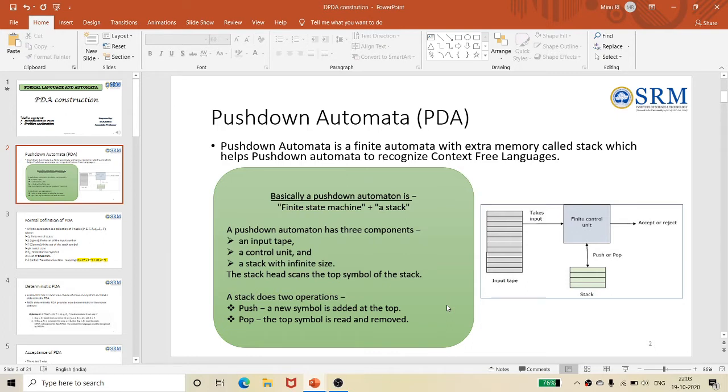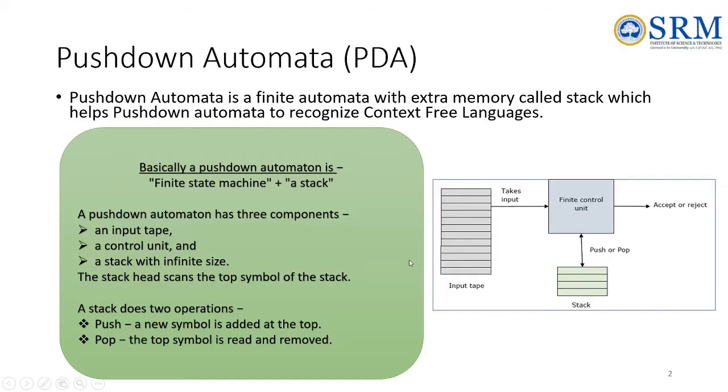A pushdown automaton is a variation of a finite automaton. The type 2 context free grammar can be recognized using this pushdown automaton. A finite automaton doesn't consist of any memory unit, whereas a pushdown automaton has a stack as a memory unit.